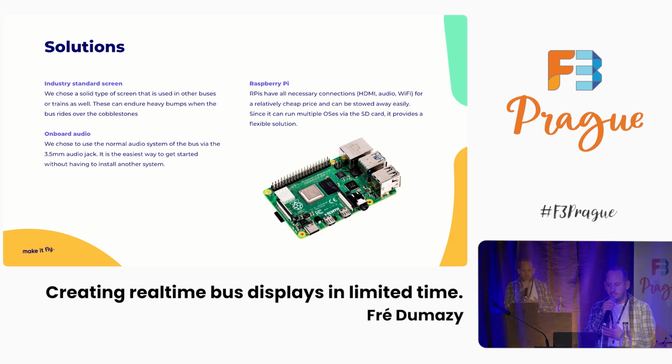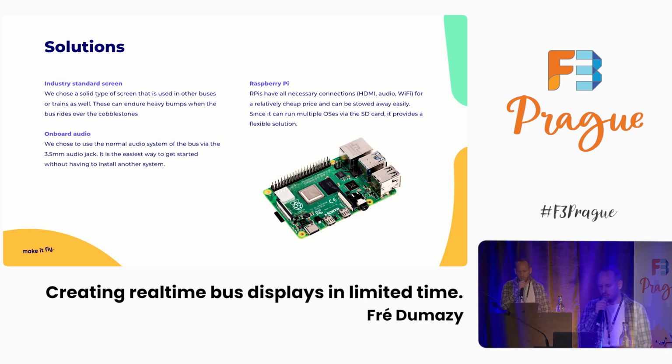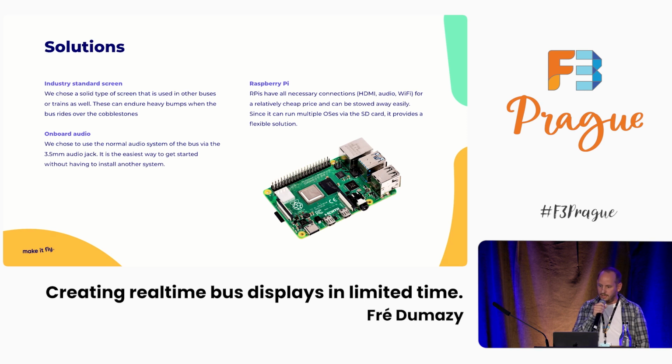Now the hardware still needed to be decided as well, and maybe it's not a surprise, but we went for the Raspberry Pi because it has all the necessary connections. It's pretty cheap. You can just put it away easily. You can just integrate it. It's not too hard, and you still get flexibility because you can still choose what type of software, which type of OSs you run on there, and we'll figure it out later.